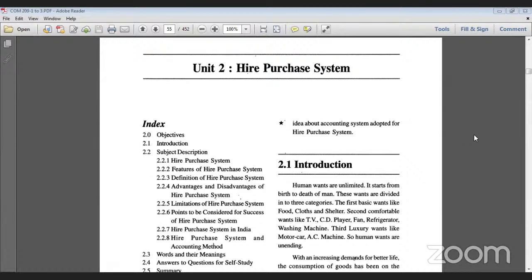So the next unit is hire purchase system. Hire purchase means what? Let us see.